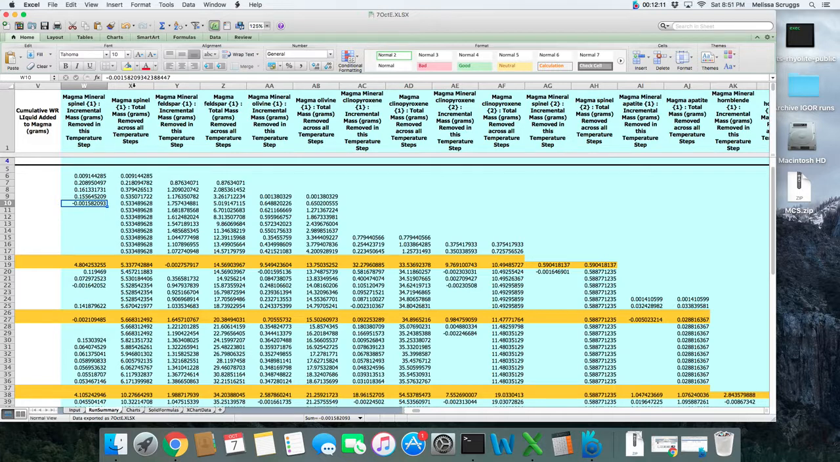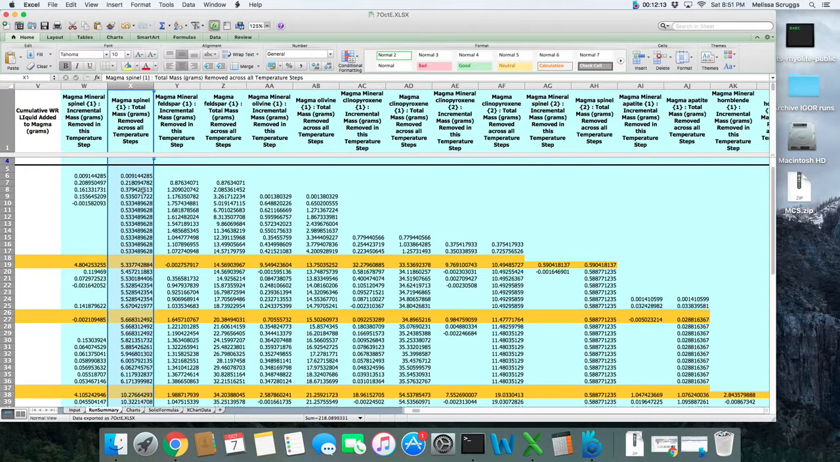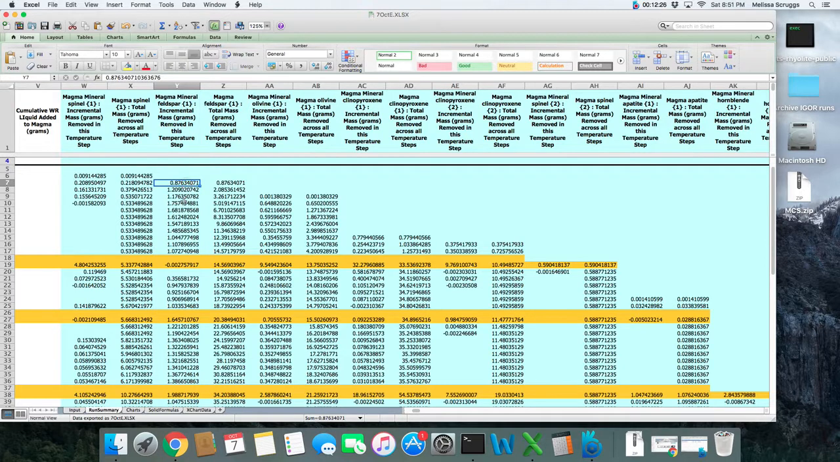The next column, column X, is again that running tally. How much spinel has been removed after each temperature decrement? What's the cumulative of the cumulates? Next, we have feldspar starting to show up after our second temperature step. And again, just so on and so forth.